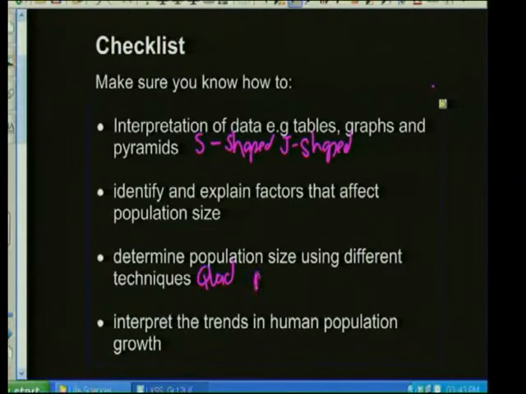Also, you need to be able to know the population size. And we know that when we use our indirect technique, remember, the quadrant method, and the mark recapture method. Both of those, you need to know a formula. So those are the things that you need to be able to do. Make sure that you are able to use the quadrant method and to be able to use the mark recapture method.